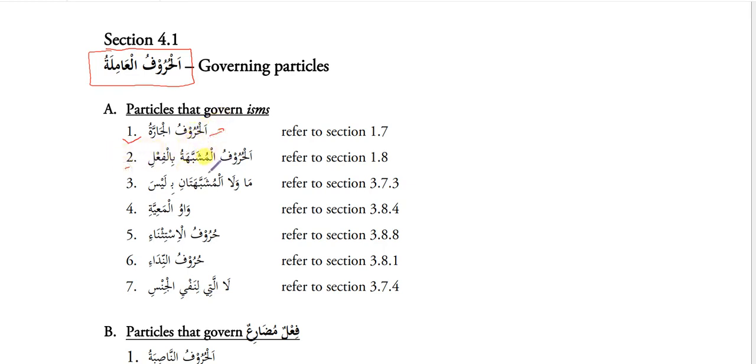Then we have huruful mushabbah bil fail: inna, anna, laita, lakinna, la'alla. These are huruful mushabbaha bil fail, and they are responsible for giving zabar or fatha to the mubtada and zamma to the khabar. Then we have ma wala mushabbahataini bilais. These words are responsible for giving the mubtada zabar and rafa to the khabar, but there are some other reasons and situations where the i'rab keeps changing when we are using ma wala mushabbahataini bilais.